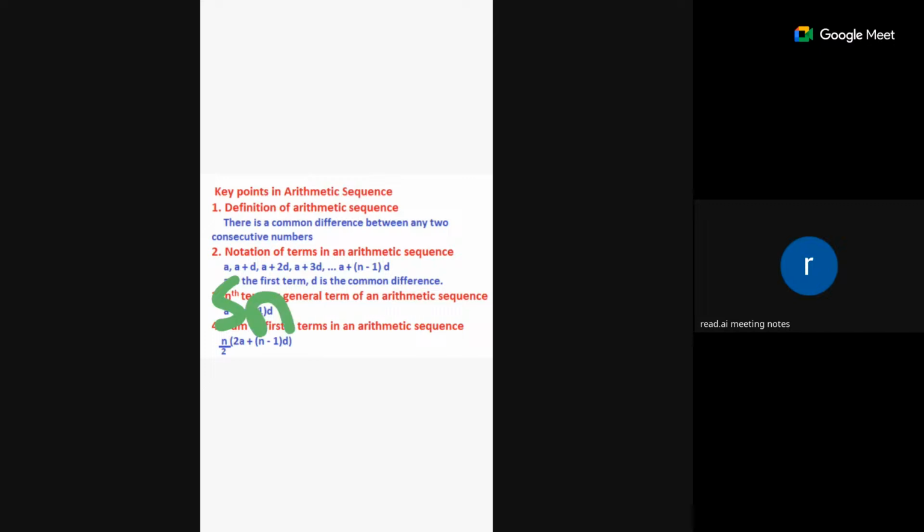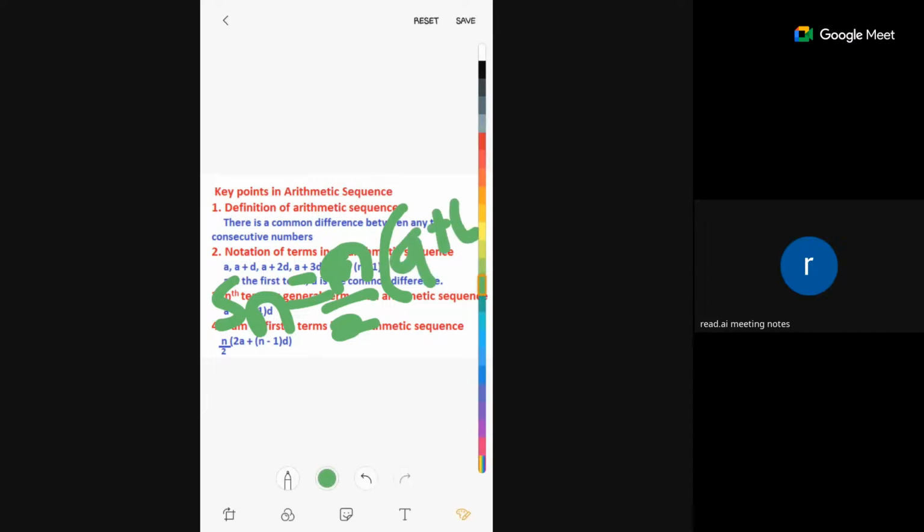So you say Sn equals n over 2, then a plus l. In case the last term is given, this is the formula I'm going to use for the sum of the AP. But if there is no last term, we are going to use the normal one, which is Sn equals n over 2 open bracket 2a plus open bracket n minus 1 close bracket d, and close the big bracket. So any questions so far before we move on?